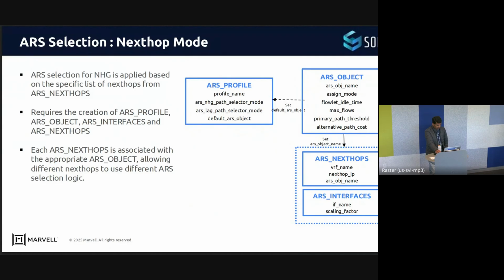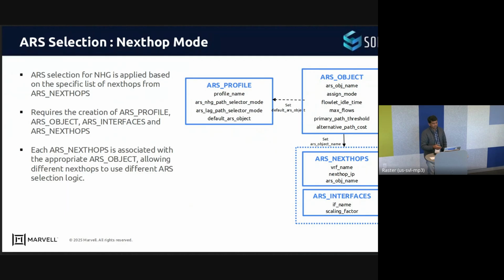in SONiC, when an NH group is created either by the route or by the NH ARC, certain things will be checked, like whether the system really supports it. This is applicable for all the modes. The first thing is whether the system supports the ARS or not, and the second thing is whether the ARS is enabled on the particular NH that belongs to that next hop group.